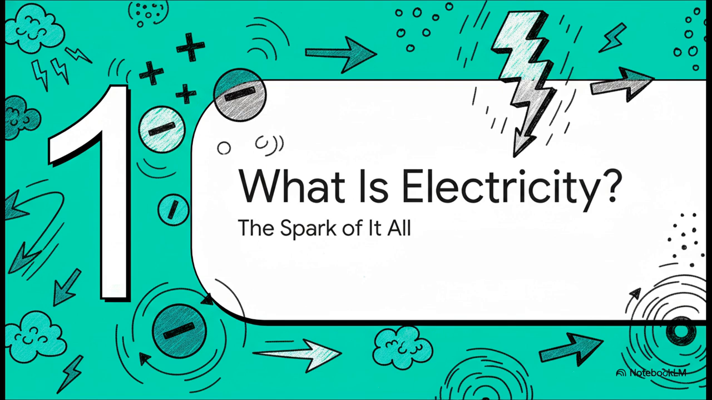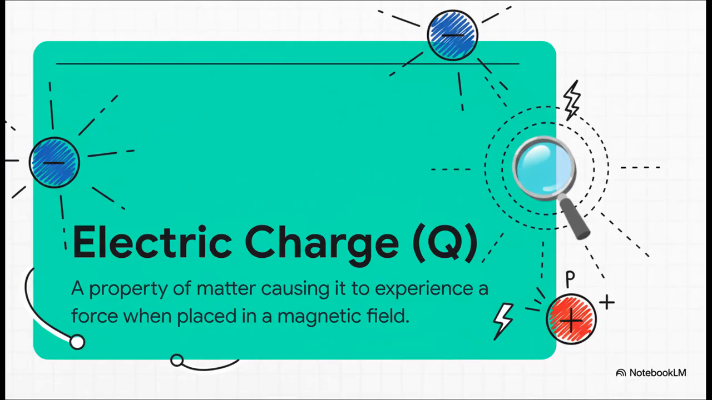It all begins with a fundamental property of matter called electric charge. And this right here, this is the absolute core of our topic. Just think of electric charge as this tiny, built-in property that particles like electrons and protons have. It's the most basic ingredient. Seriously, without charge, you get no electricity, period.